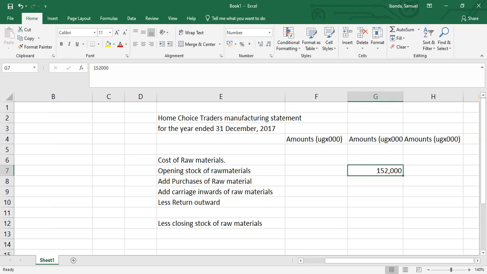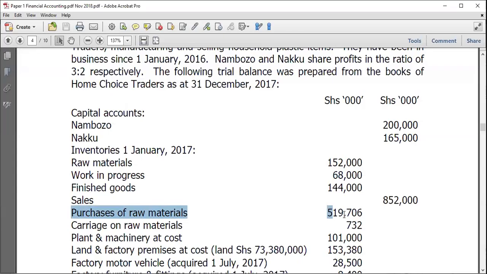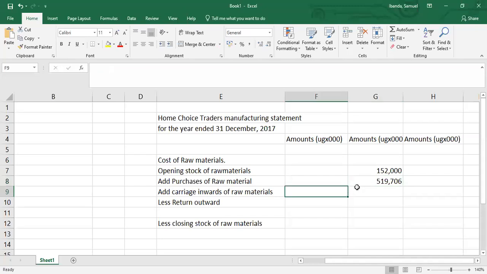Then the next thing that I'll aim at is to go and get my purchases, okay? Because at the end of the day, I have to add my purchases. So I'll go and look for my purchases of raw materials. The purchases of raw materials is right here. So I'll just pick the value and take it there. As simple as that. So you've now started earning marks on this question. You add your purchases of raw materials.